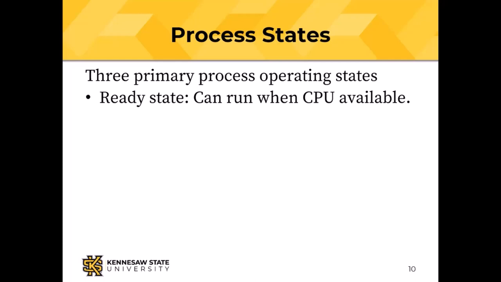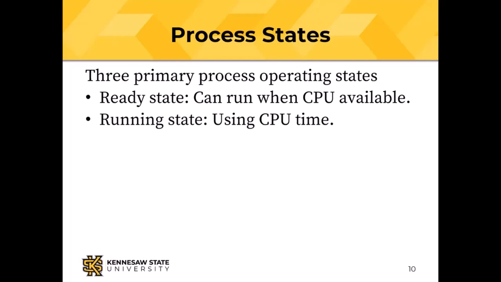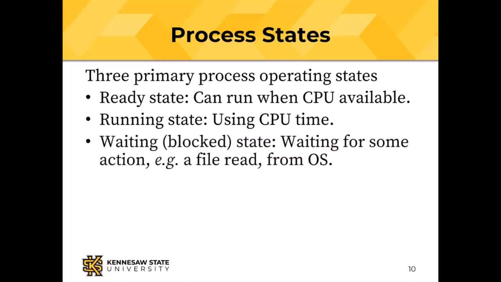The ready state: a process that is in the ready state could run if a CPU were available. A process that's in the running state is actually being run by a CPU. It's using CPU time. If I have a computer with only one CPU, there's only one process in the running state. If I have a computer with eight cores, which is really eight CPUs, I can have eight processes in the running state, one for each core. The waiting or blocked state: a process is waiting for something to happen outside of the process. And usually that is some service from the operating system, like read a file and put the data where I can get it.